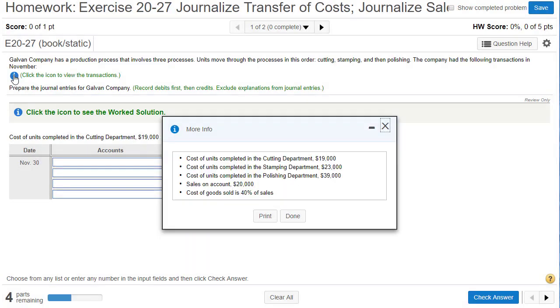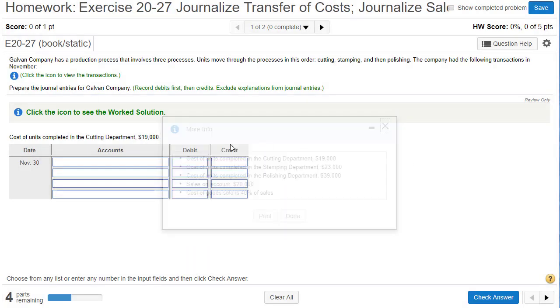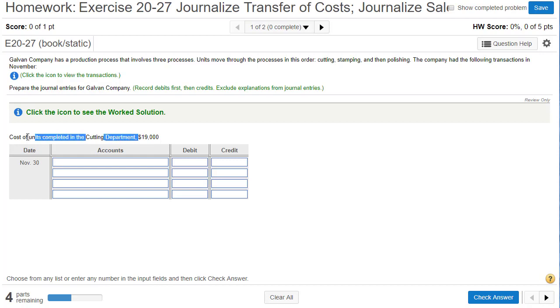Look at the transactions here. We don't really need that yet. We can just go by this data here. We're going to prepare the journal entries. Obviously, record debits first, then credits.